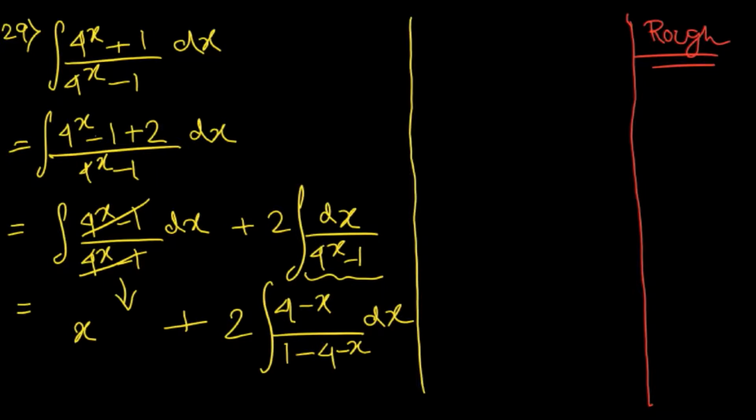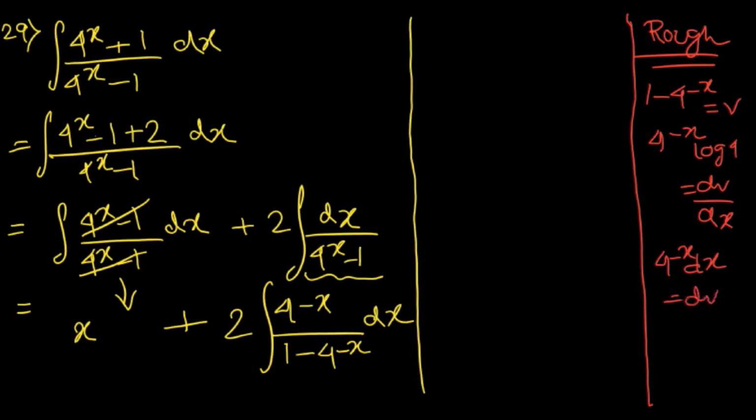We are taking 1 minus 4 to the power minus x as v. Now we differentiate both sides, which gives 4 to the power minus x log 4 equal to dv by dx. So now 4 to the power minus x dx gives us dv by log 4. So if we substitute the term here, 4 to the power minus x dx is dv by log 4, and obviously the v will remain here.